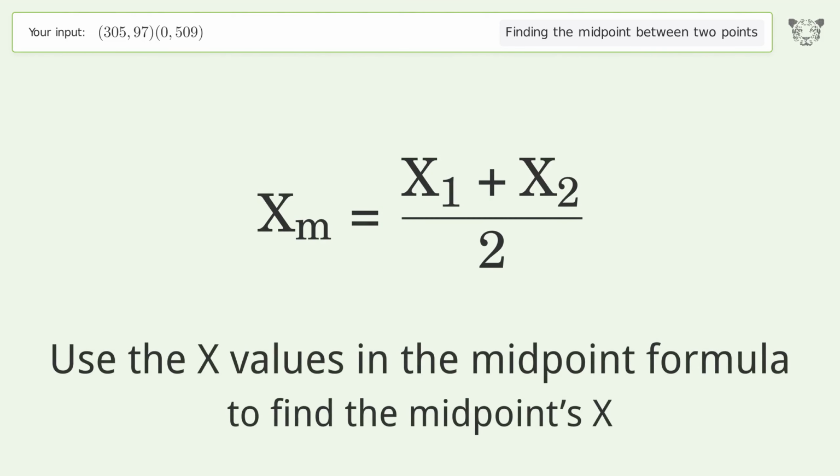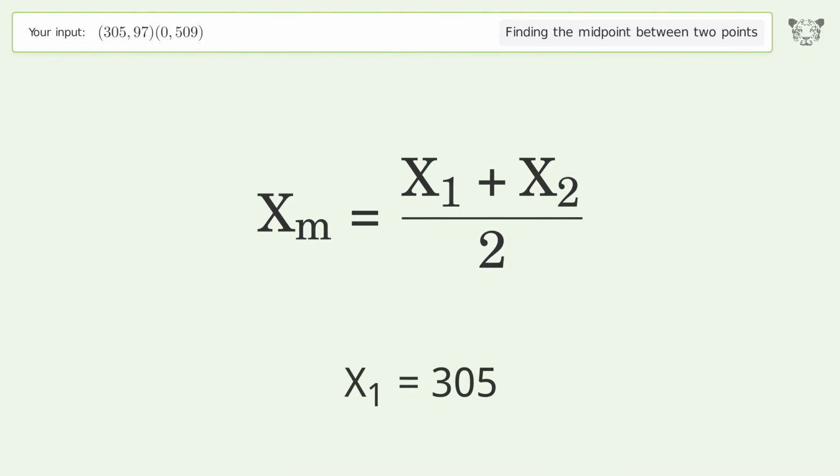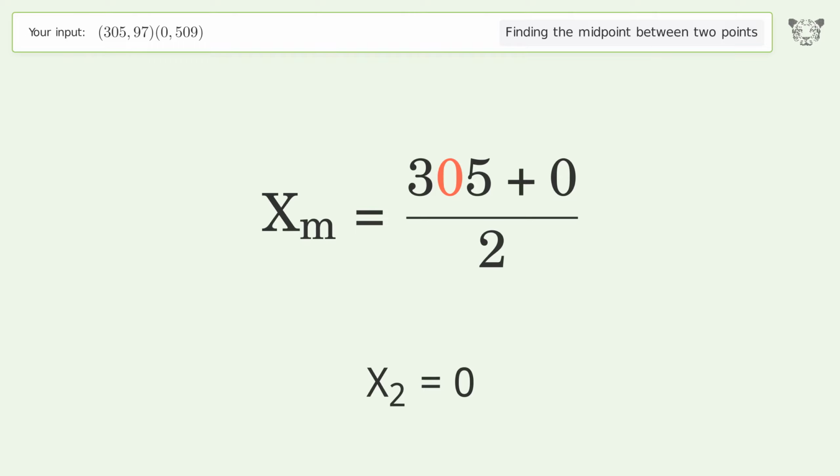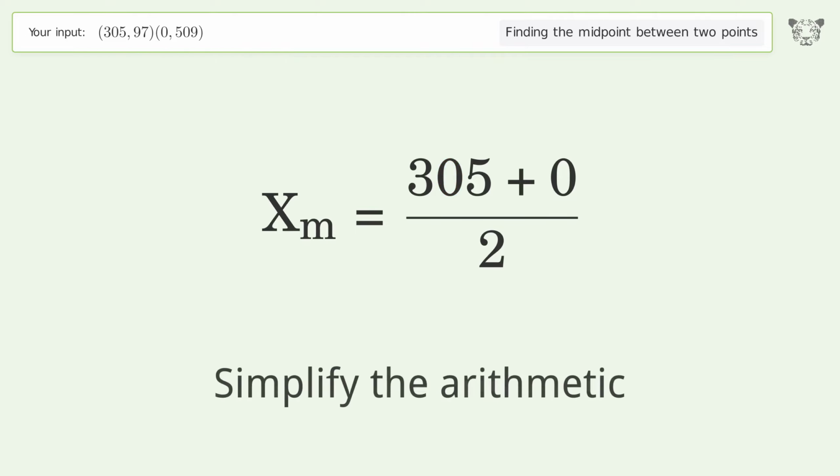Use the x values in the midpoint formula to find the midpoint's x. x1 equals 305. x2 equals 0. Simplify the arithmetic.